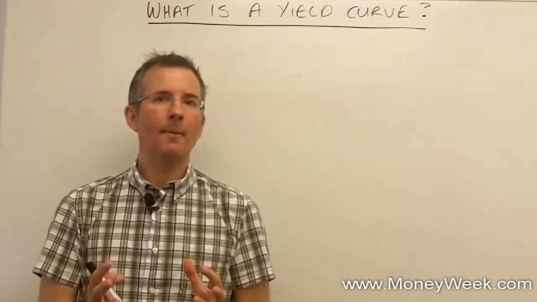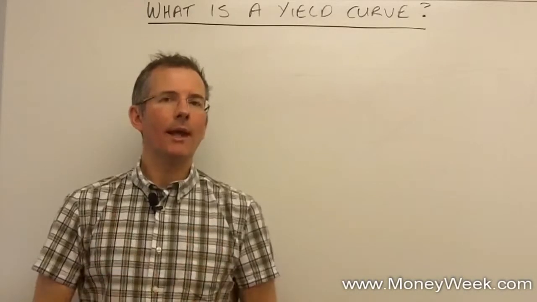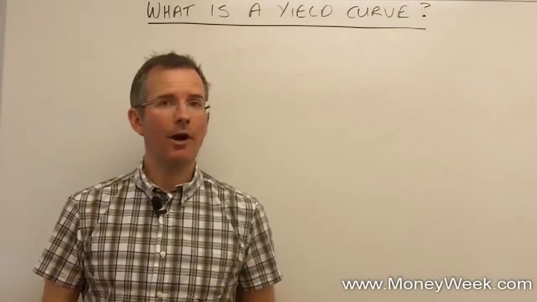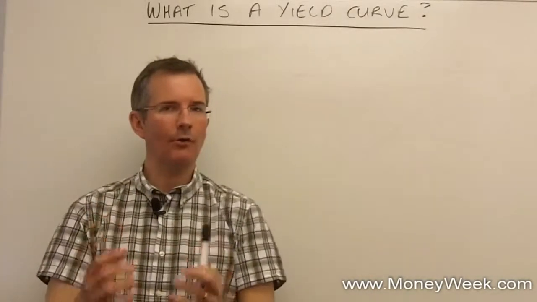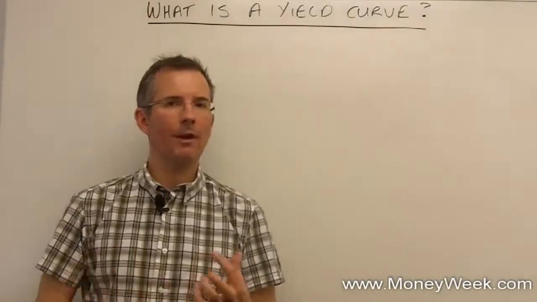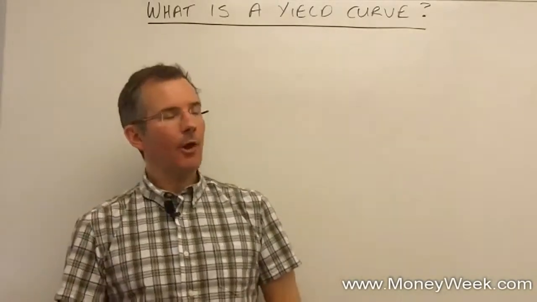And essentially, it can be a way of reading what the bond market is thinking about the economic climate on a graph. It's not foolproof, but that's one of the ways it's used. It's a kind of snapshot of what bond markets think about the economic environment and what might be about to happen next.